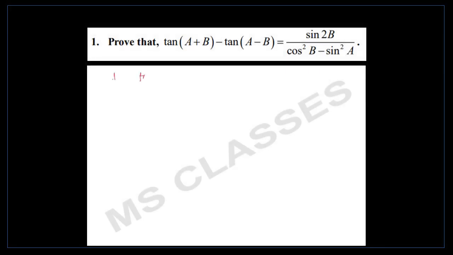Then we have to prove that tan(A+B) minus tan(A−B) is equal to sin 2B divided by cos²B minus sin²A. We have proved this one. Now we'll start from the LHS.